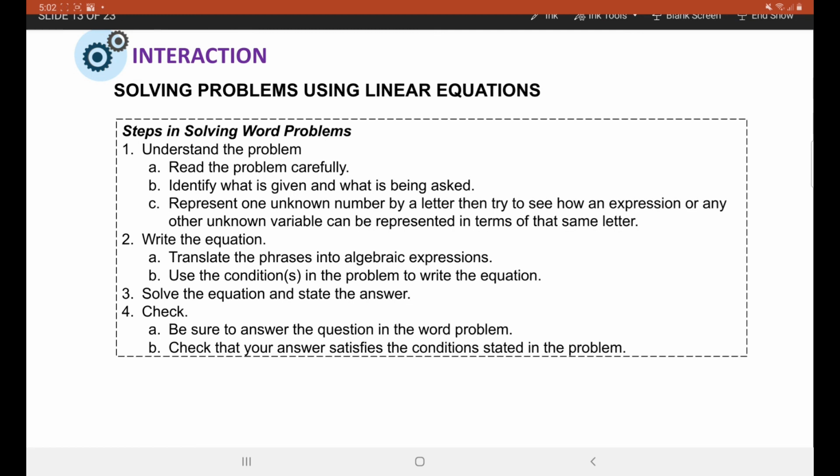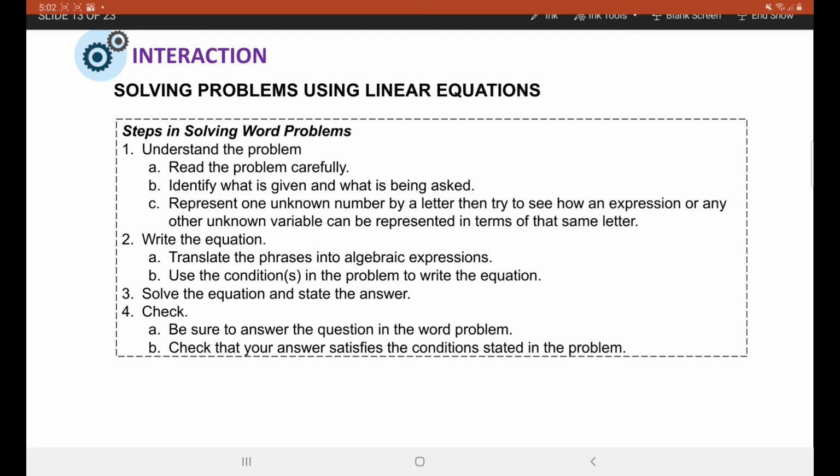Let us now proceed to the next part of this lesson, which is on solving problems using linear equations. And we have the following steps. Number 1, understand the problem. A, read the problem carefully. B, identify what is given and what is being asked. C, represent one unknown number by a letter, then try to see how an expression or any other unknown variable can be represented in terms of that same letter.